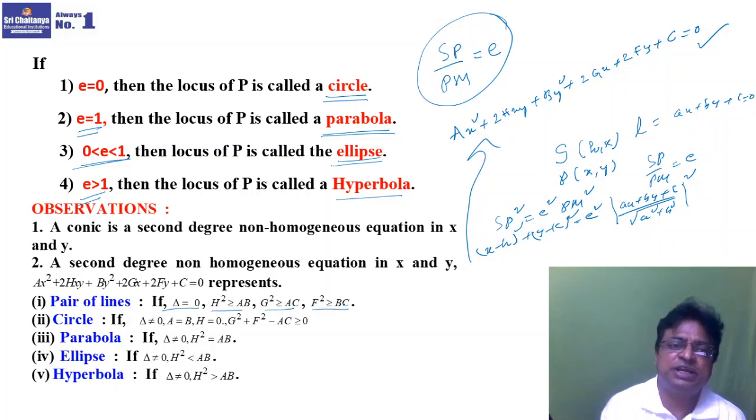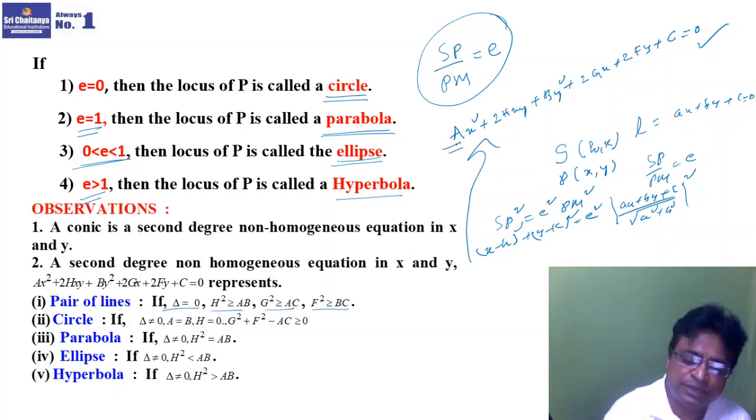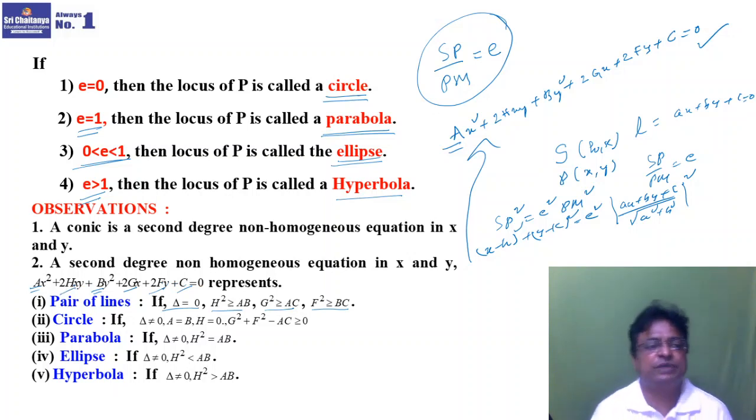What are h, a, b and f? a is the coefficient of x square, b is the coefficient of y square, g is the coefficient of x, f is the coefficient of y, c is a constant, and h is the coefficient of xy.